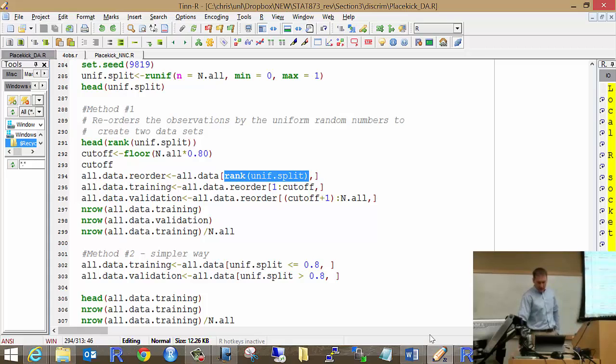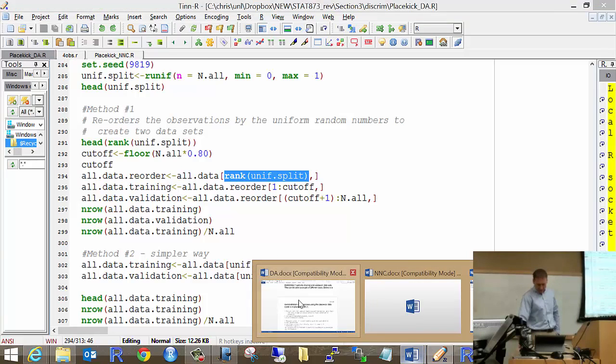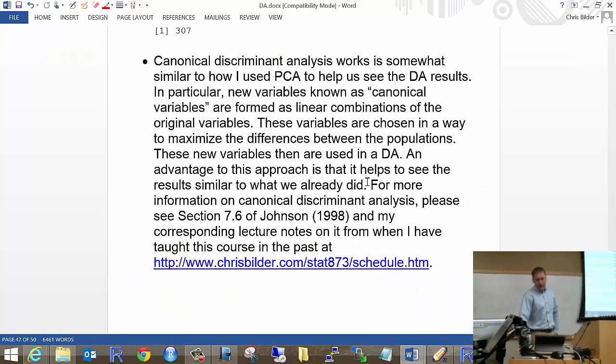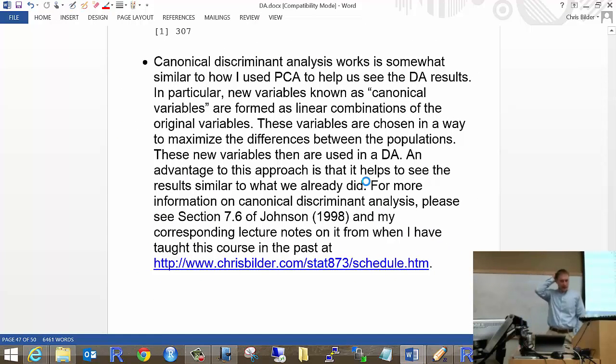Lastly, on page 50, there's another topic that's sometimes talked about in multivariate courses when you're talking about discriminant analysis, and that's called canonical discriminant analysis.